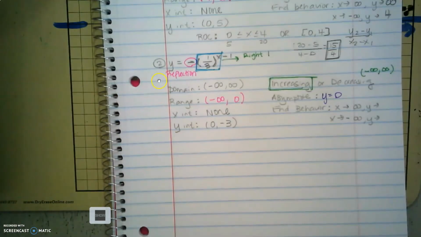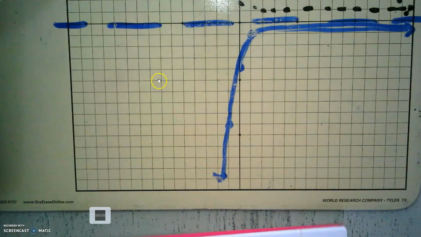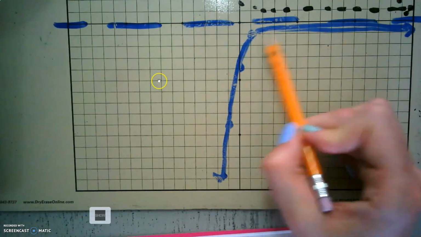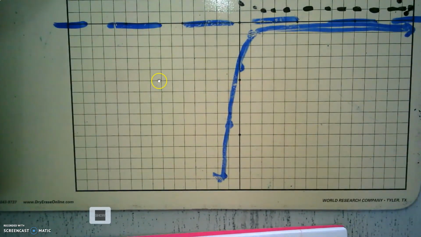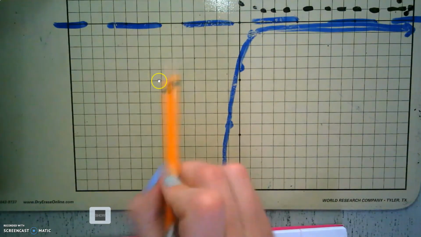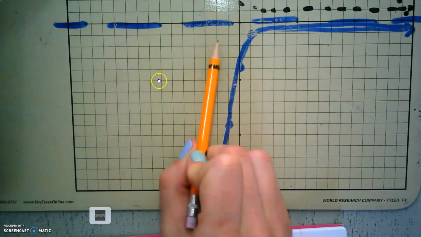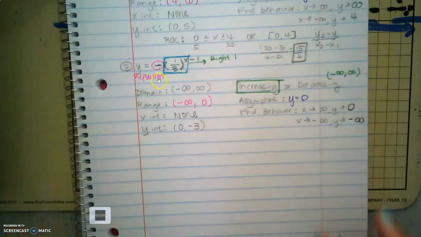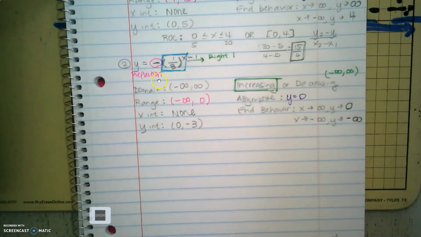Okay, let's talk about end behaviors next. When x is positive, my graph is flattening out at my asymptote, which was 0. Then when I look where my x values are negative, this arrow keeps going and going and going towards more negative y values. So there's my end behavior.